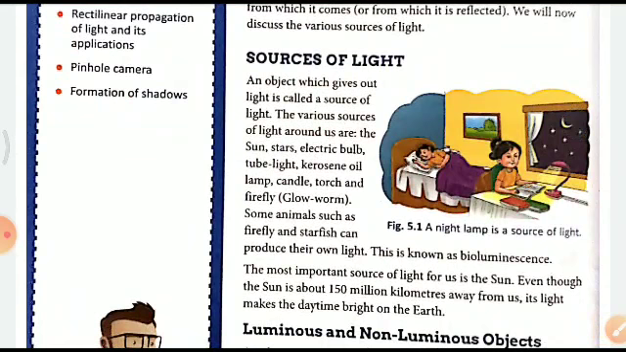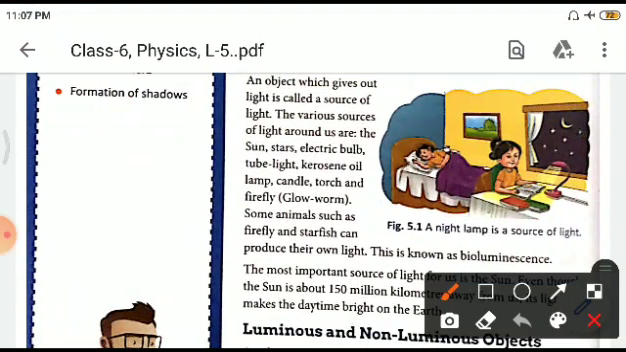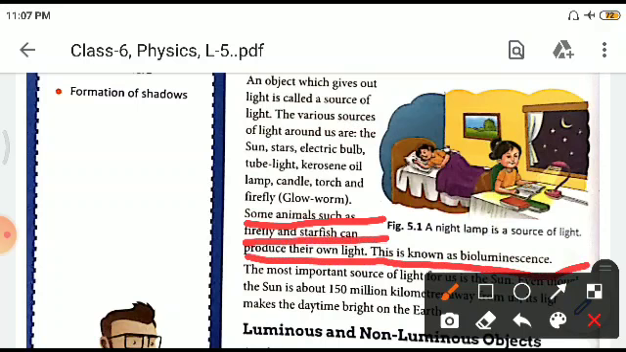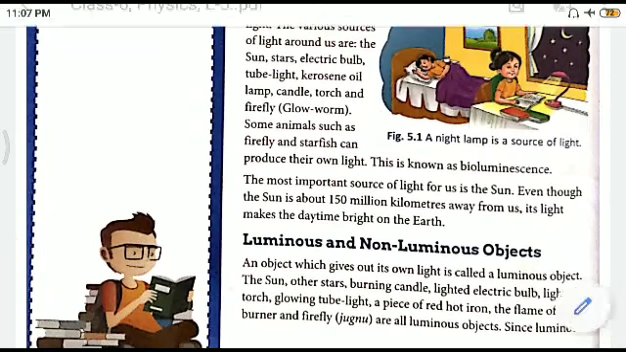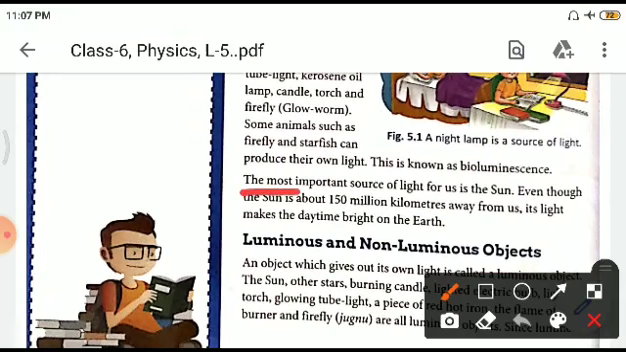See, children, this is very important for you to know that there are some animals also, like firefly and starfish, that can produce their own light, and this is called bioluminescence, right? What is it called, children? It is called bioluminescence, right? Okay. And the most important source of light for us is the sun, right? Please underline this. The sun is the most important source of light.